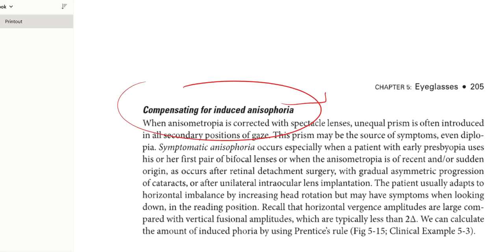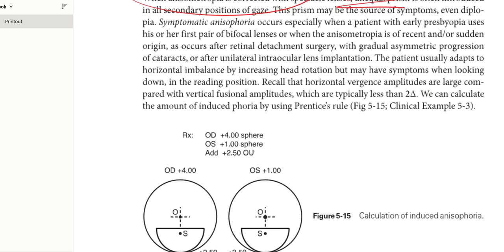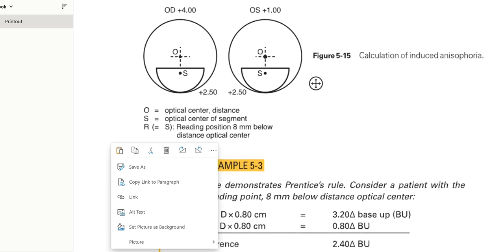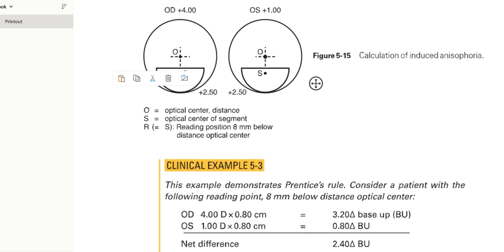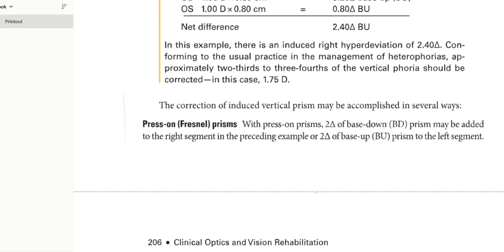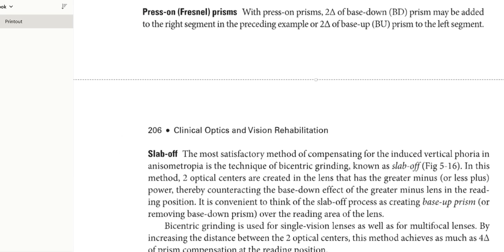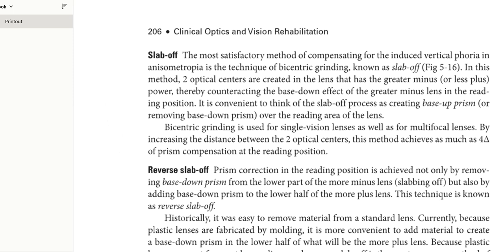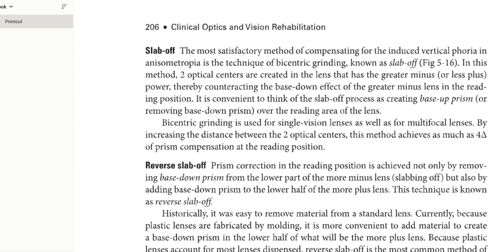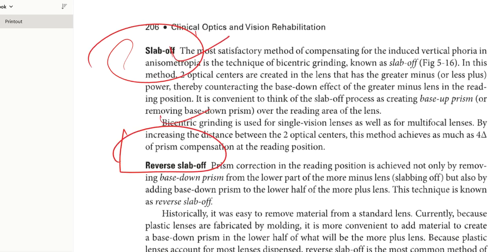Just a minute. All those topics which I am telling are very, very important. You should revise those topics one day before the exam. Read what is slab off and what is reverse slab off. This is important. Okay.